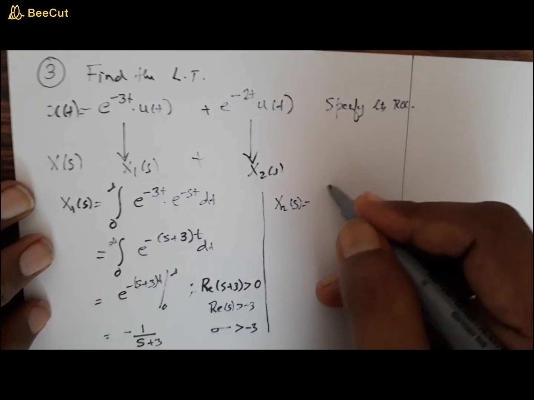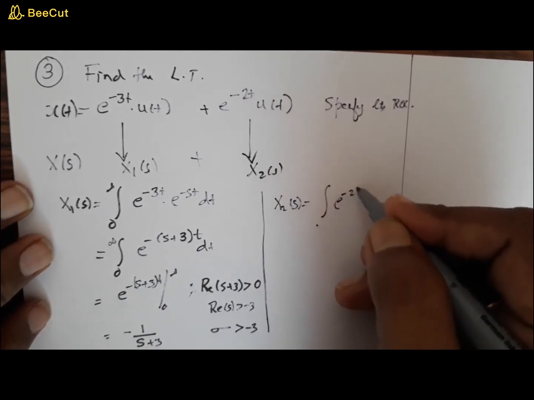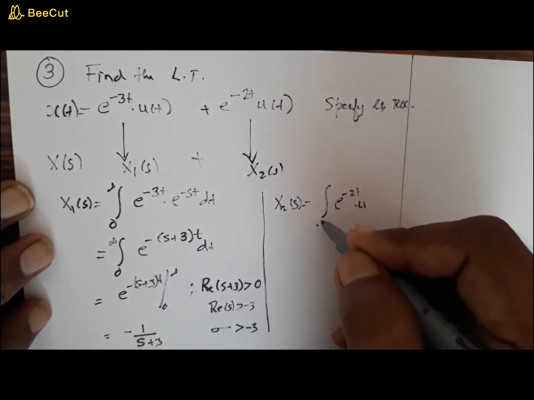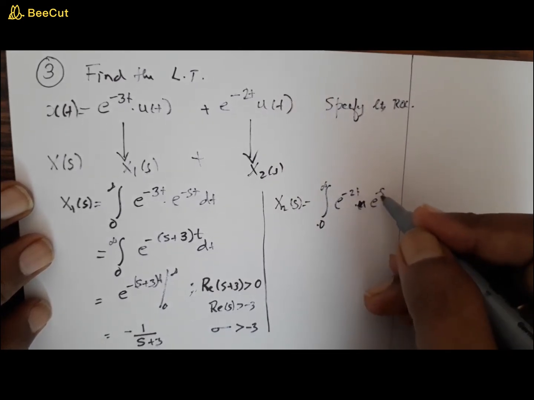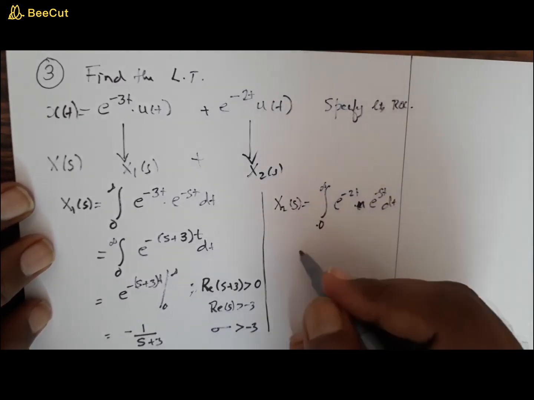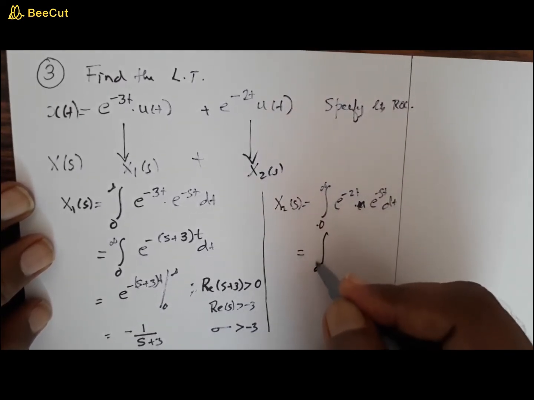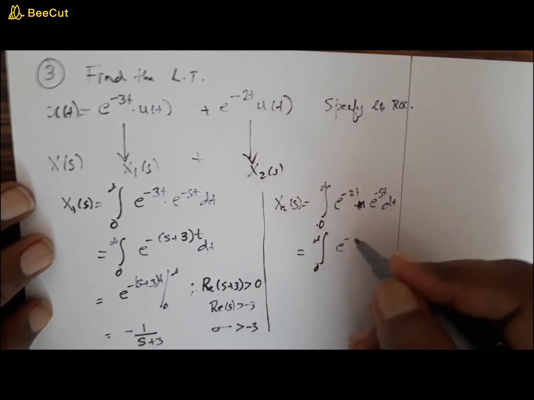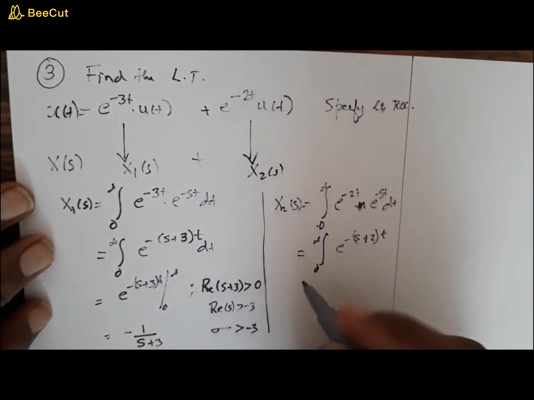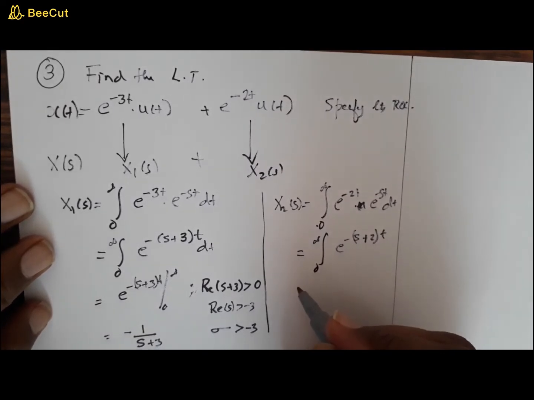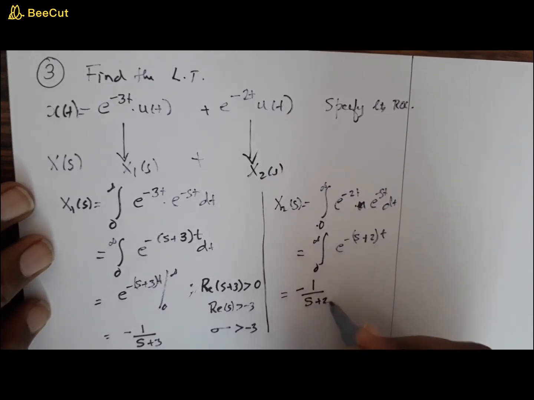X2 of s is similarly e raised to minus 2t into u of t, integrated from 0 to infinity, e raised to minus st dt. This is equal to the integral from 0 to infinity of e raised to minus (s plus 2) into t. So you can prove this as 1 by s plus 2, right?